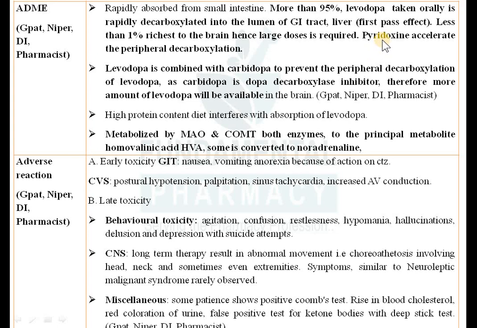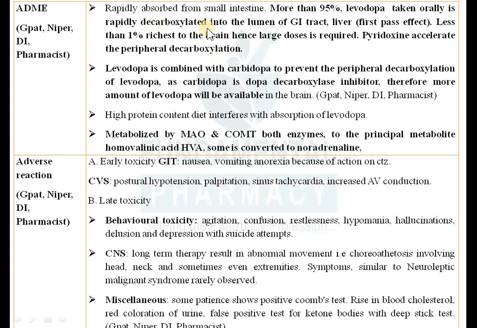Again, पिरिडोक्सिन होता है, विटामिन B6, that will increase the metabolism of your levodopa. Pyridoxine accelerates the peripheral decarboxylation of levodopa. Why? This pyridoxine is a cofactor. जो विटामिन B6 होता है, that is a cofactor for the dopa decarboxylase. जो पेरिफेरल डोपा डीकार्बोक्सिलेज एंजाइम होता है जो डोपामाइन को मेटाबोलाइज करता है, उसके लिए कोफैक्टर लगता है, उसको बोलते हैं pyridoxine B6, and that's why pyridoxine accelerates the metabolism of levodopa.